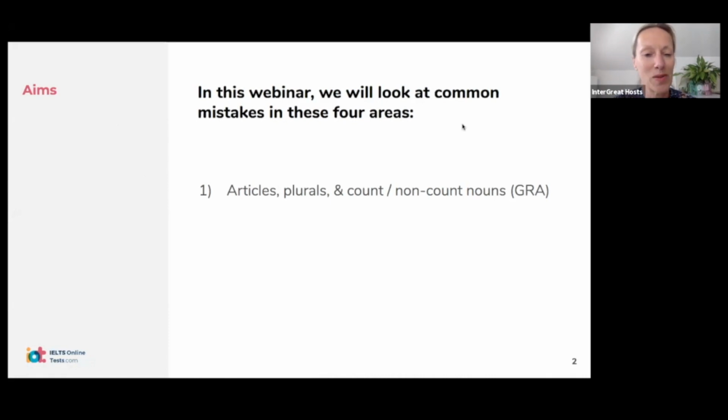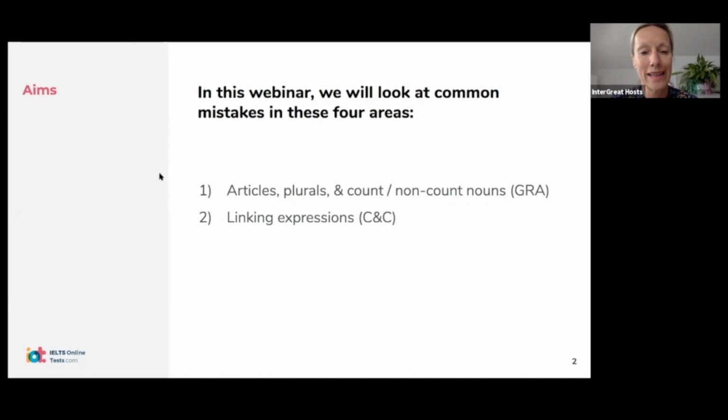Does anyone make these sorts of mistakes? Articles, plurals, and countable, non-countable nouns? A lot. Okay, articles tends to be a very, very common mistake, particularly I used to live in Japan, and in Japanese they don't have articles, so this is a very common mistake. And I teach a lot of Chinese people as well, so this is another error. So if you don't have this in your language, it can be quite difficult. And I think for Spanish speakers, the definite article can be difficult as well.